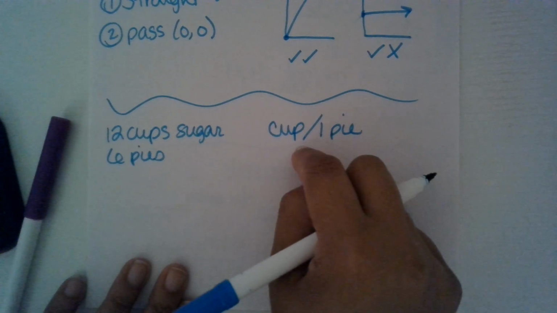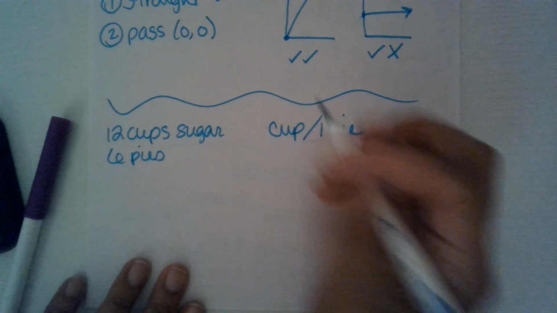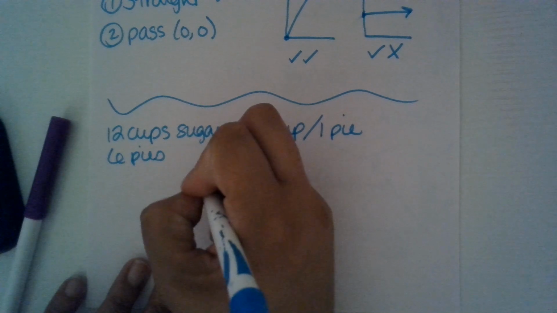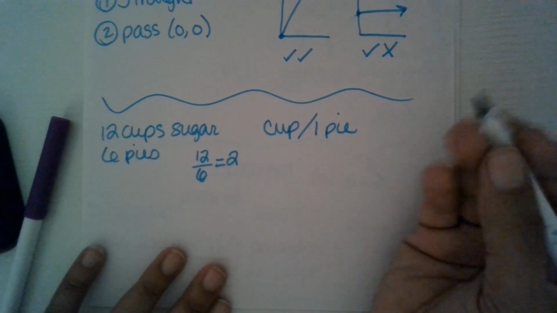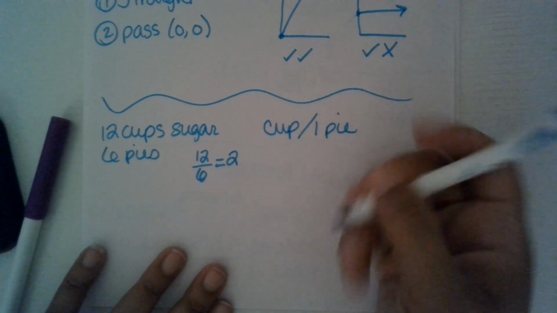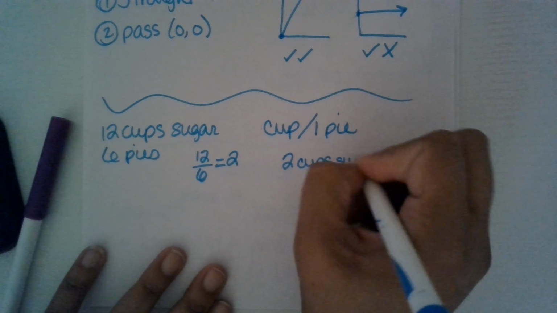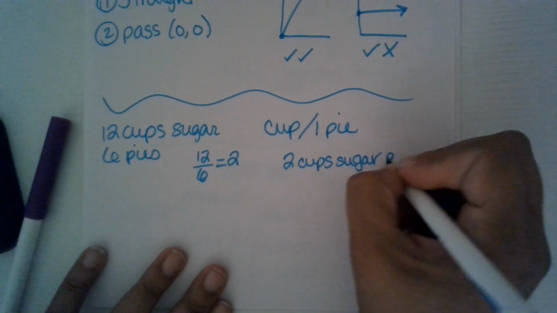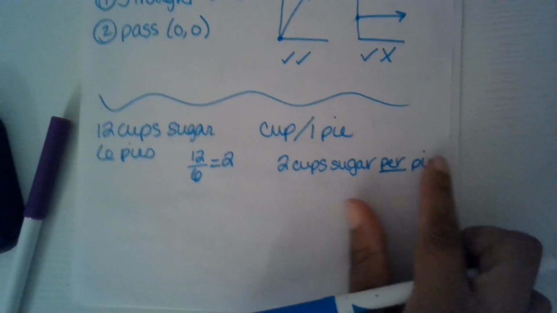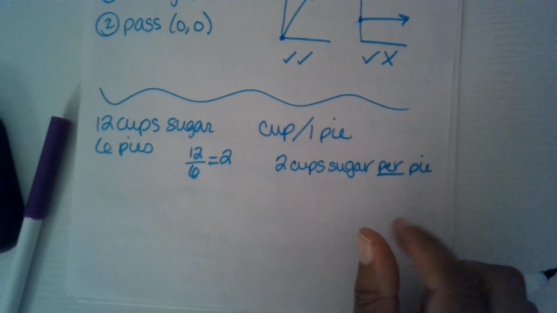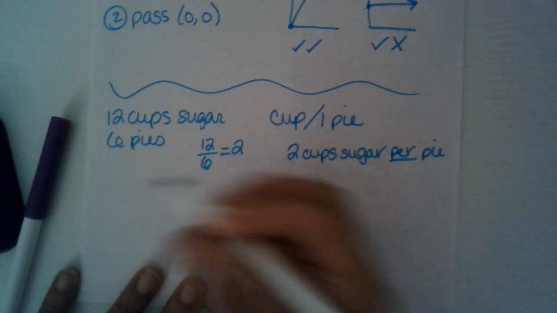So in order to find per 1, this per means I'm dividing. You're going to take 12 divided by 6. So 12 divided by 6 does give me 2. So what is my unit rate in cups per pie? That means I need to use 2 cups of sugar per pie. You don't even need to use the 1 anymore because I know this is a singular word for pie. I'm only going to write the word pie. Okay.